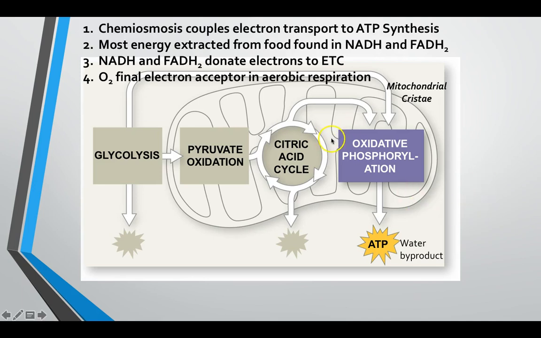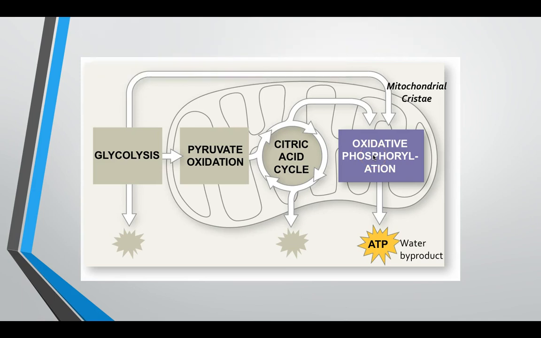If oxygen is not present in the matrix of the mitochondria, this process would stop with glycolysis. Pyruvate would not be oxidized, the citric acid cycle would not be turned on, NAD and FAD would not be bringing their electrons to the oxidative phosphorylation cascade.